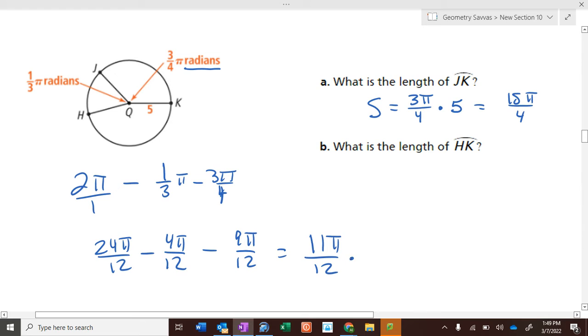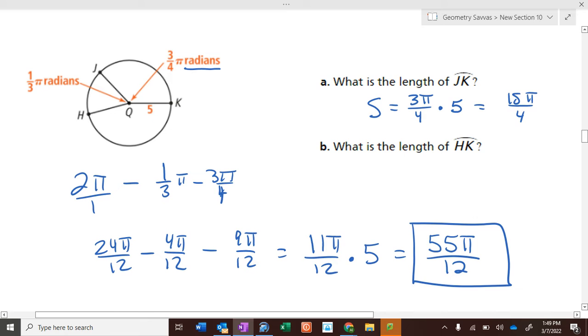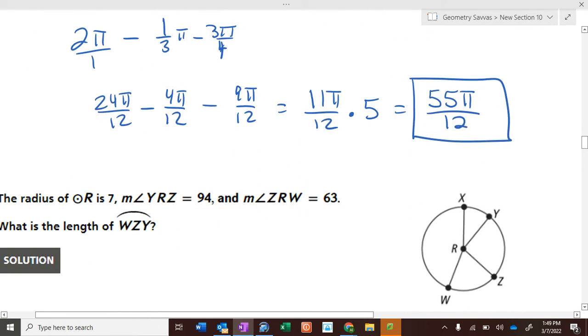If you take that times the radius, what do you get? Eleven times 5 is 55. So it's 55 pi over 12. Didn't need your calculator for that.